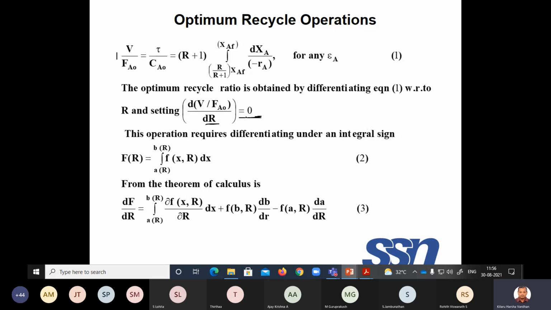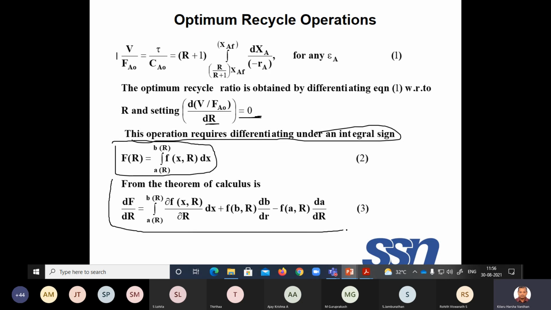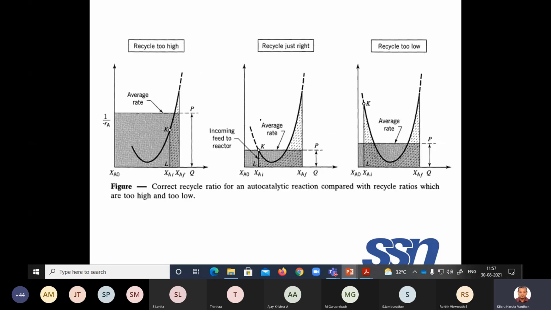It's not that easy. A differential of an integral with r, the variable itself, is going to be very tricky. This operation requires differentiating under an integral sign. The theory of calculus gives this solution. Don't ask me how you are getting this solution; you go back to your mathematics and find out, right? So using this formula, we need to differentiate this and equate to 0. That we'll see in the next class.